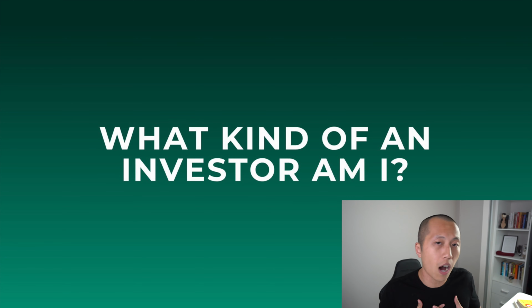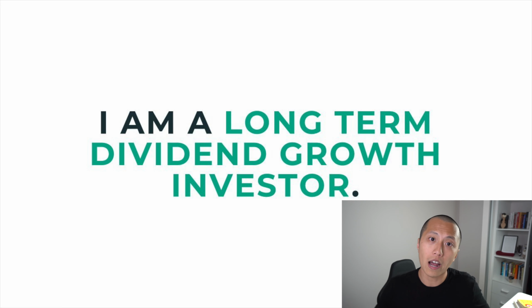Now before we get started with the process of picking individual dividend growth stocks, it's important for me to define what kind of an investor I am, because that ultimately influences my decision-making process on choosing these individual dividend growth stocks. So in short, I am a long-term dividend growth investor, which means that I plan to own my investments for the next 20 to 30 years with the sole purpose of generating more dividend income every single year. And that also means that I don't sell very often.